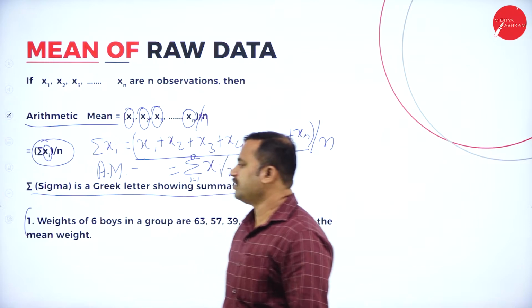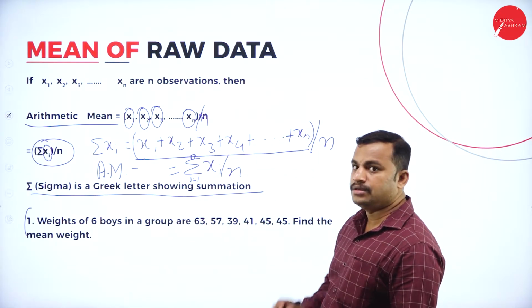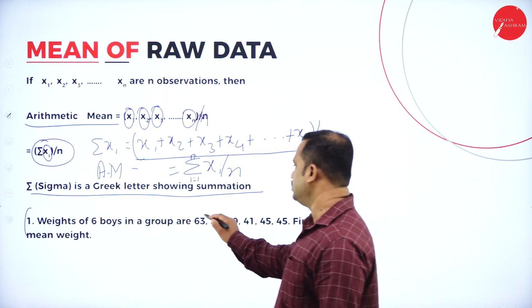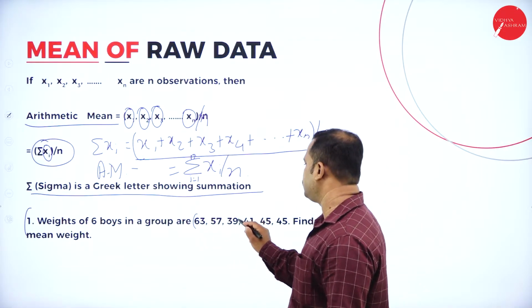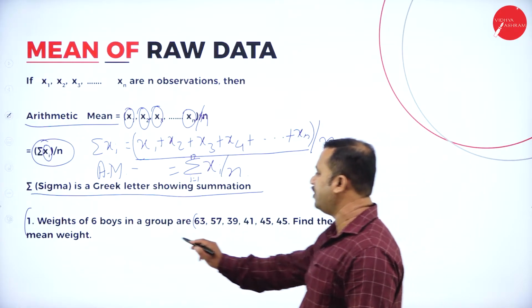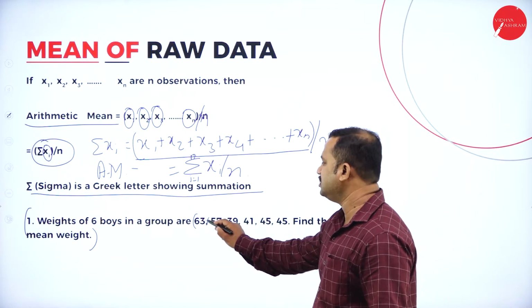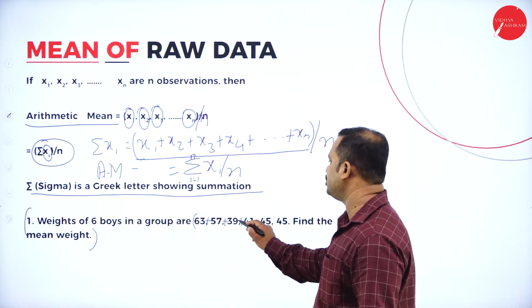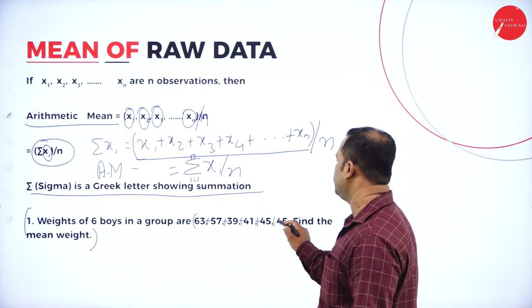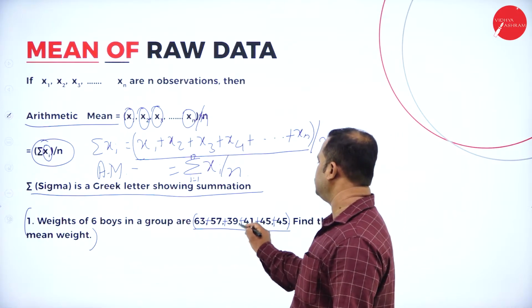Let me take up one example. Weights of 6 boys in a group are 63, 57, 39, 41, 45, 45. Find the mean weight. How can we find the mean weight? I will add these individual observations of these 6 children and divide by the total number of students, that means 6.